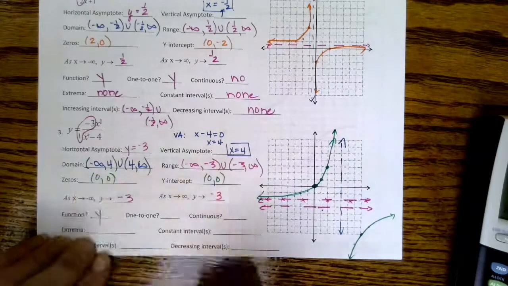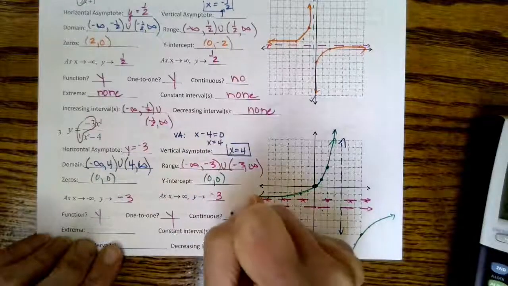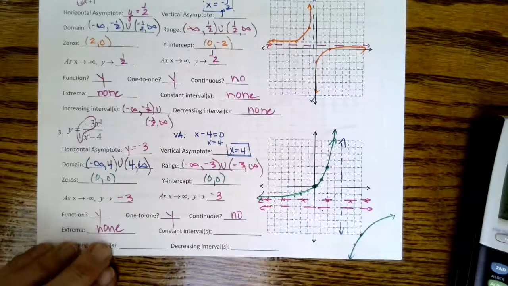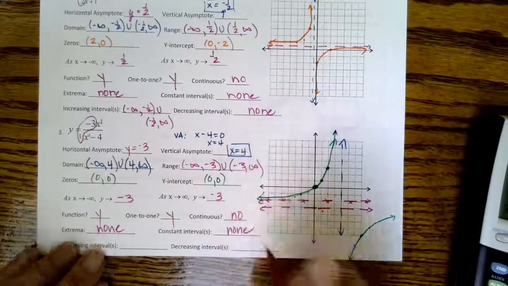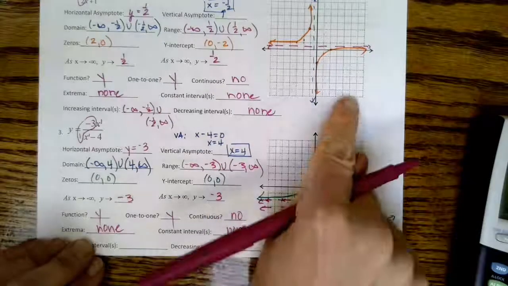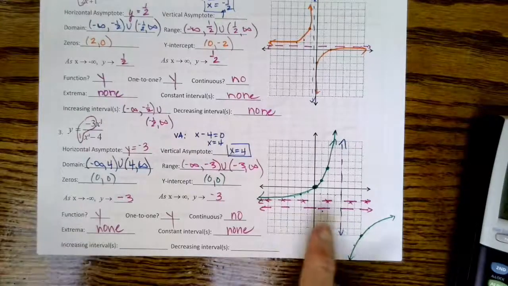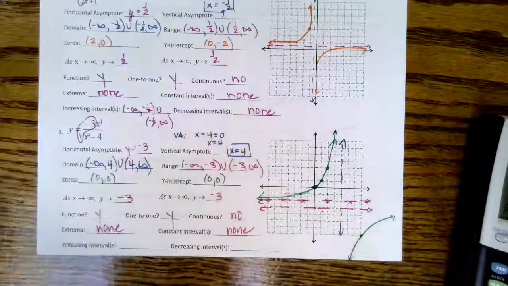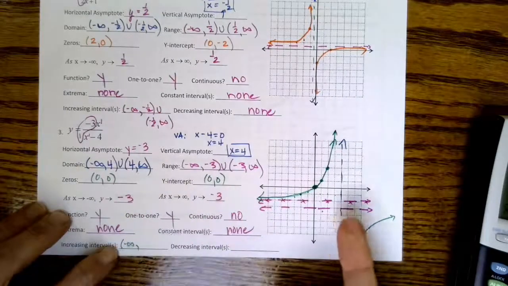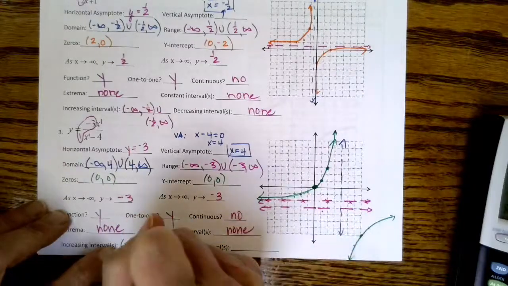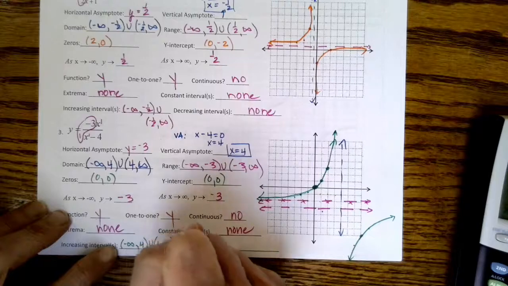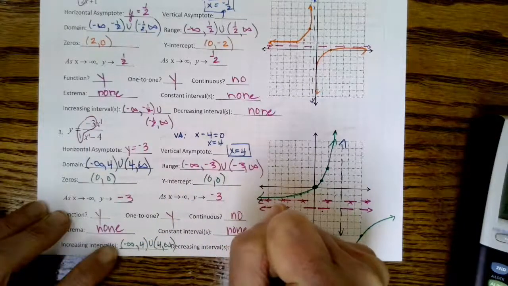Is it a function? Yes. 1 to 1, yes. Continuous? No. We have no extrema. Never a time that it's constant. My increasing intervals, if I look here, it's always getting bigger. But we're going to have this vertical asymptote split the two parts of my graph. So we'll say it's increasing from negative infinity up to that vertical asymptote at 4, and then it picks up again at 4 to positive infinity, and our decreasing interval is none.